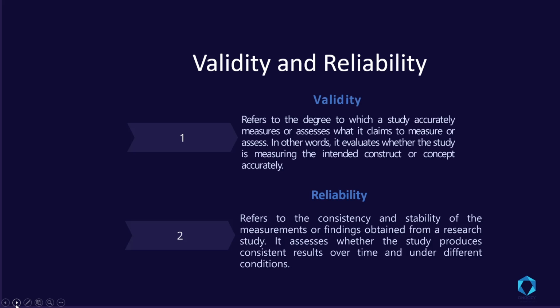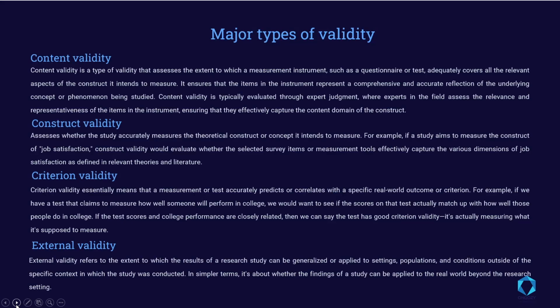Then what is reliability? Reliability refers to the consistency and stability of the measurements or findings obtained from a research study. It assesses whether the study produces consistent results over time and under different conditions or circumstances. There are very many types of validity, but in this study we're going to be looking at the major types of validity.